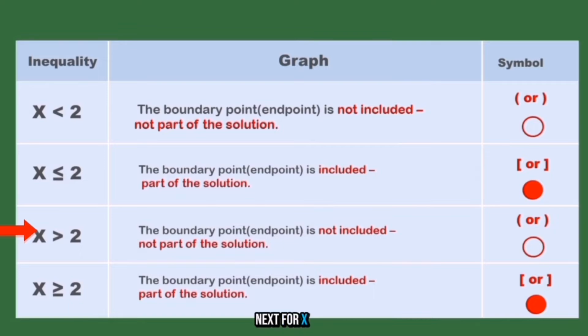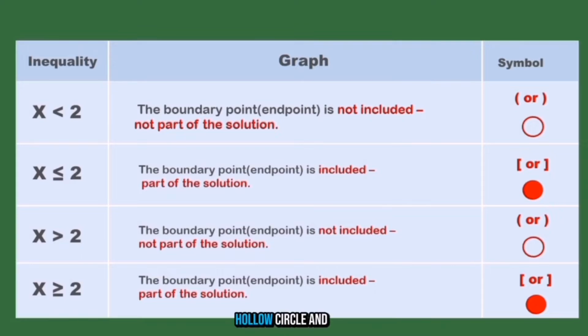Next, for x greater than 2, we include all numbers greater than 2 but not 2 itself. We use a hollow circle at the endpoint, 2, and shade to the right. Again, in set notation, we use parentheses since 2 is not included. Lastly, for x greater than or equal to 2, it means all numbers greater than or equal to 2 are part of the solution. We use a solid circle at the endpoint 2 and shade to the right. In set notation, we use a bracket because 2 is included.